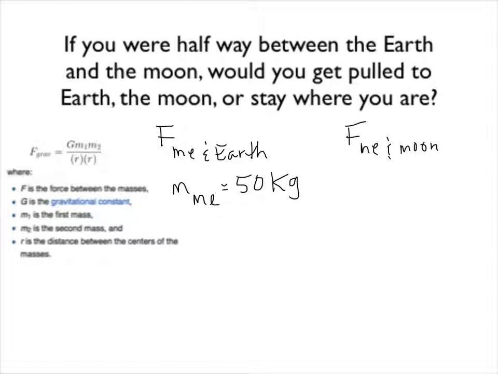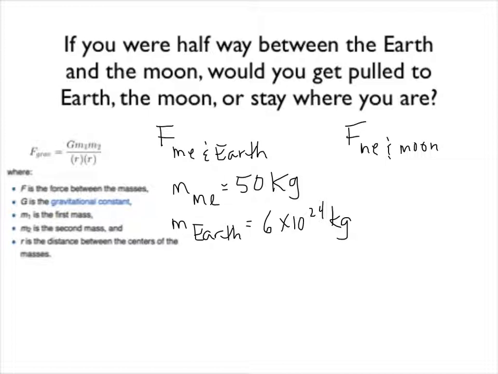The next thing that we're going to need is the mass of the Earth, because we're looking for the force of attraction between me and the Earth. And so the mass of the Earth is huge. It is 5.97 times 10 to the 24th kilograms. We're going to call that 6 times 10 to the 24th kilograms. Let's just make it easy. We'll just round it.